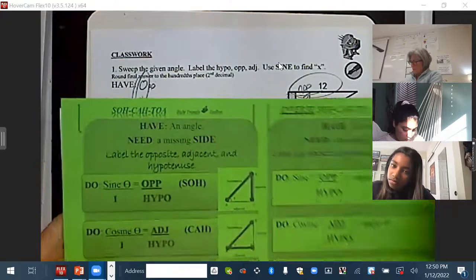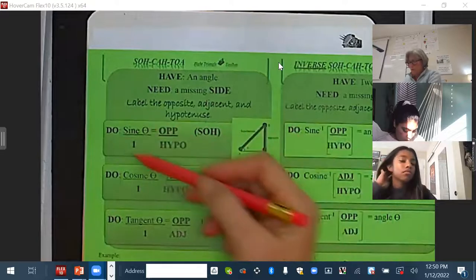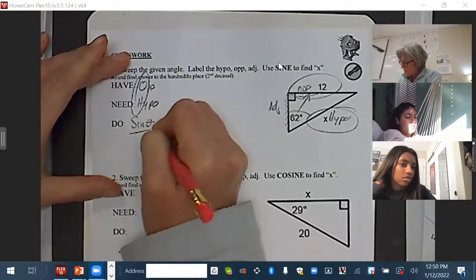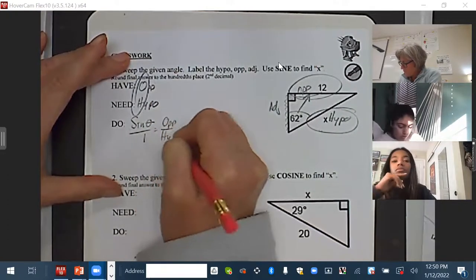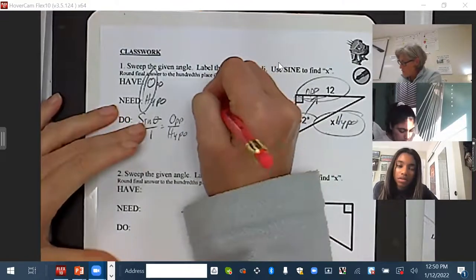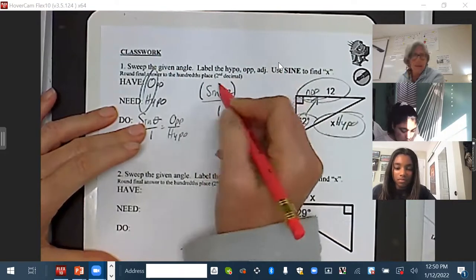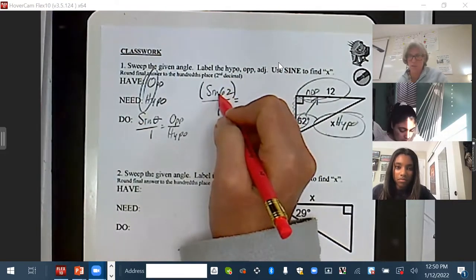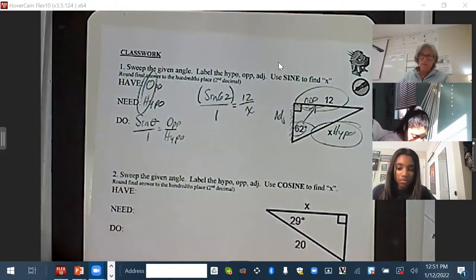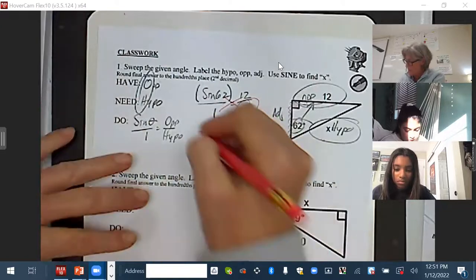Look at my, yeah, it's right down here. OH. Sine. So you copy exactly this down. You ready to go? Okay. So it's going to be sine of 62 degrees, because it's not 62 you're working with, it's sine of 62. Super important: don't touch that calculator until you get that variable completely by itself.